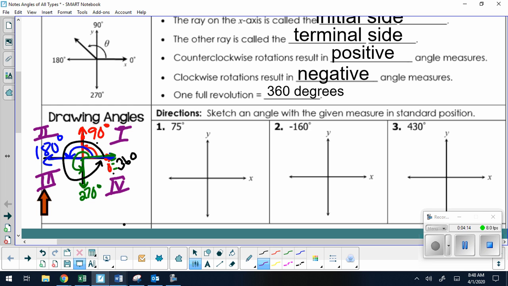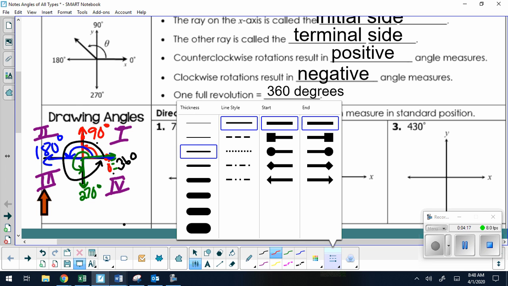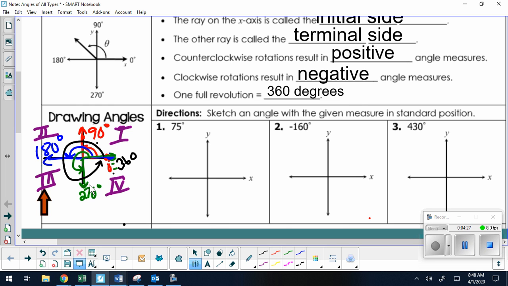All right, let's do 75 degrees. So as I said, 75 is less than 90. So I'm going to be between 0 and 90. It's positive, so I'm going to go counterclockwise. So always starting on the positive x-axis, because I'm in standard form, vertex at the origin. And 45 would be like right there. You don't need to draw that in, but just so you see, I'm bigger than 45, but not quite to 90. So there's my angle there.